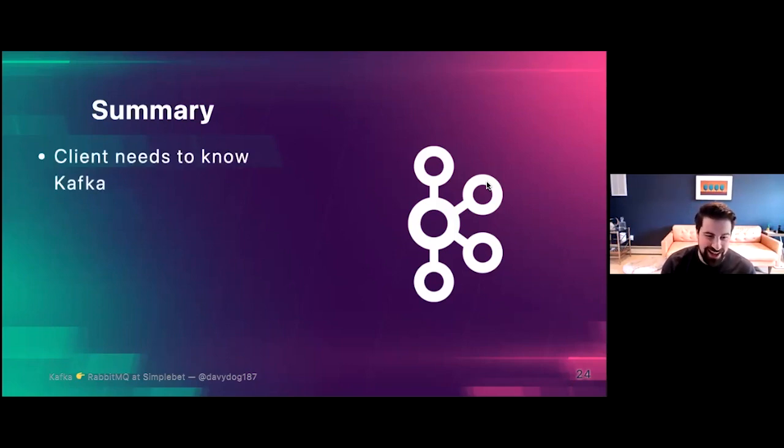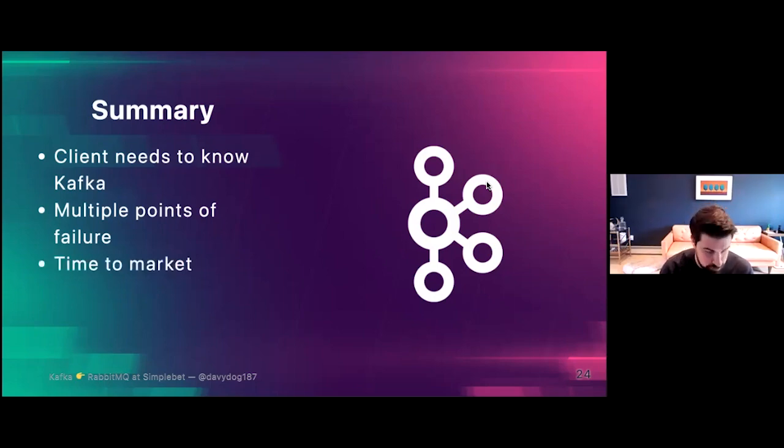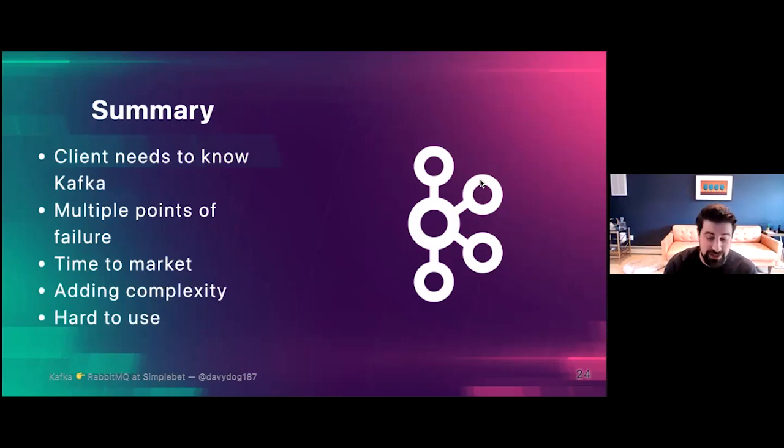So in summary, as we got deeper into this Kafka message broker, we felt that we were making our customers be educated on Kafka. We felt that with all of the moving parts, there were a lot of points of failure that we were going to need to deal with, and potentially even expose metrics on for our customers so they can know whether the particular thing is up or slow or having an issue. We felt that all of this complexity we were pushing onto our customer was going to affect time to market, because it would increase the time it took to integrate with our odds feed and to get data out of our platform. Adding complexity, hard to use, and ultimately expensive.